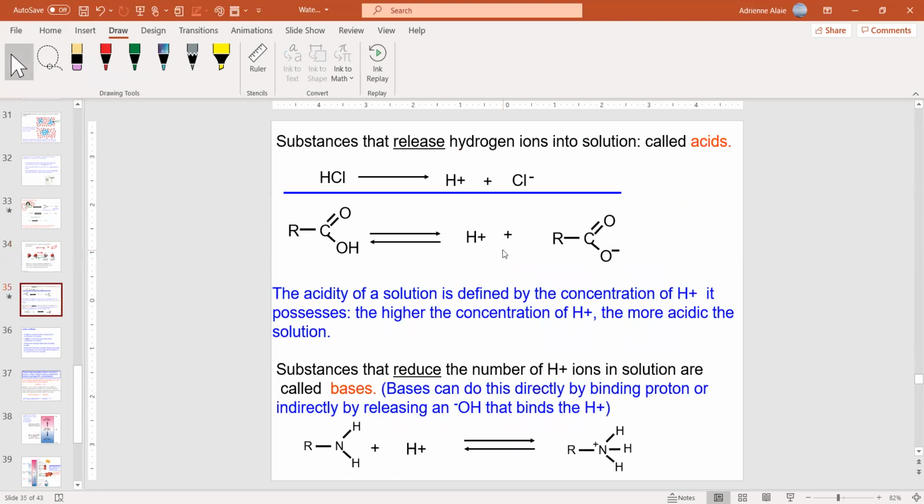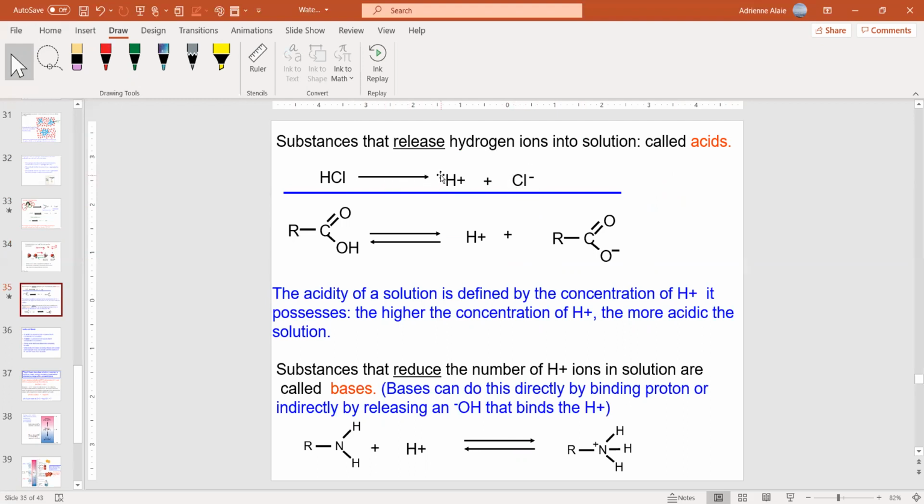Okay, so let's define acids and bases in a biological term. Any substance that releases hydrogen ions, the protons, into solution is called an acid. So here's hydrochloric acid. When it dissociates, it releases H plus, the protons, and chloride ions, like this.